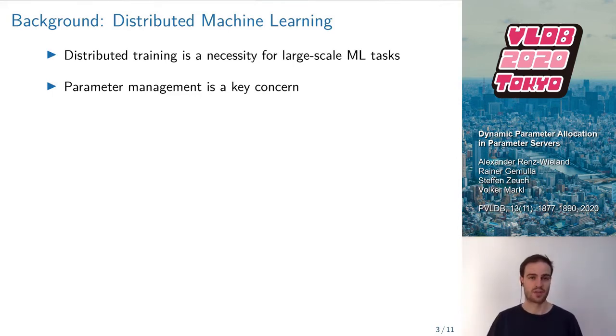Distributed training has become a necessity for large-scale machine learning tasks. It allows you to use datasets and models that exceed the capacity of a single node, and it also allows you to train faster by using distributed compute. Parameter management is a key concern in distributed training. All nodes read and write the same parameters, so the parameters have to be synchronized among the nodes.